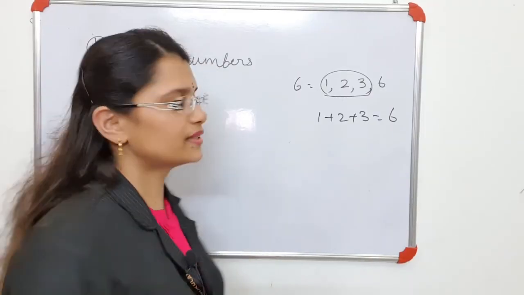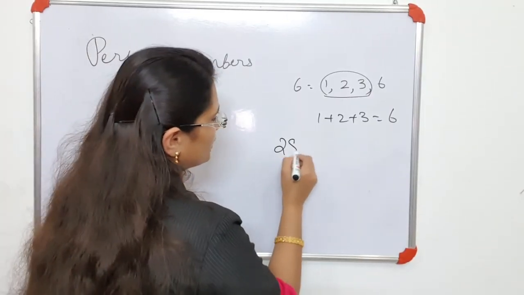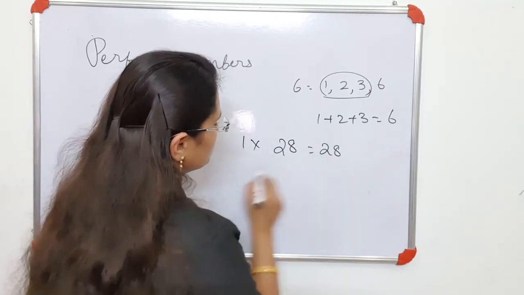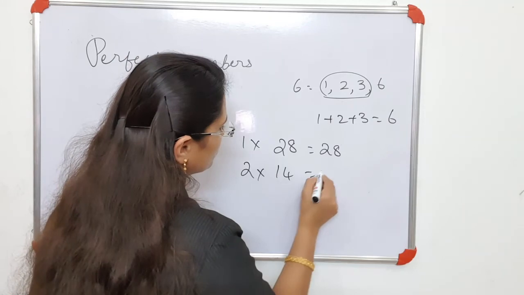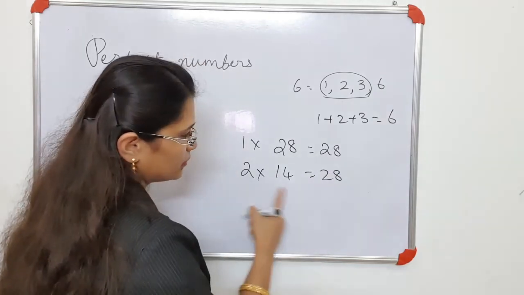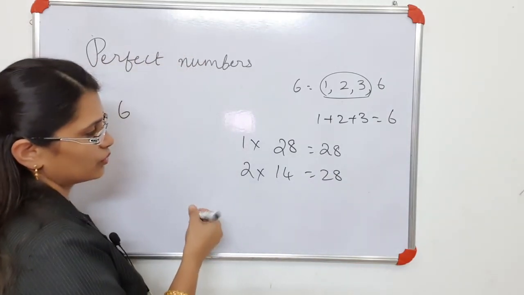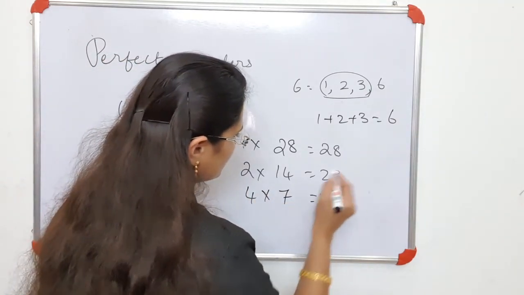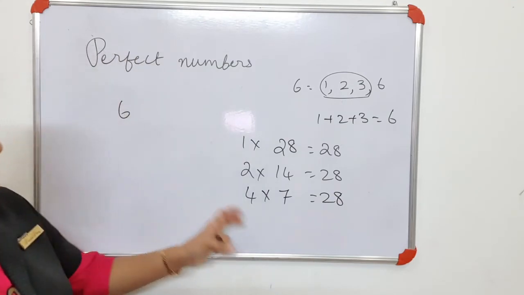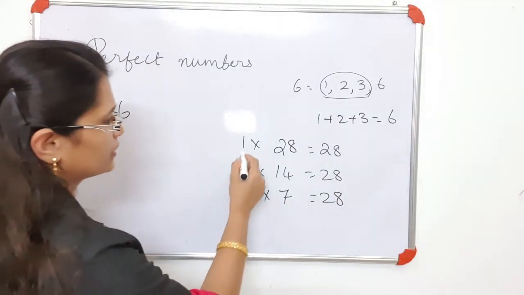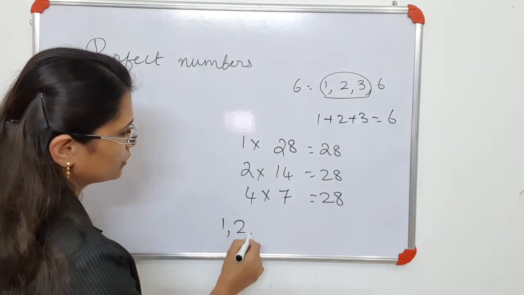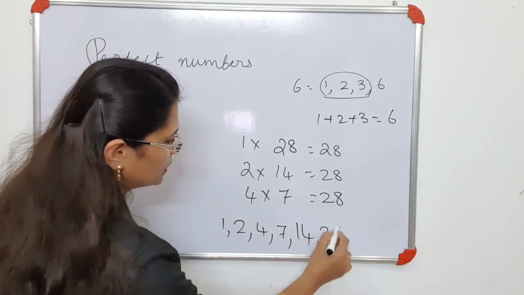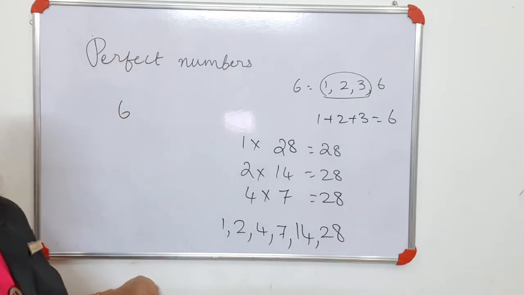Okay. Next, children, let's take 28. What are the factors of 28? 1 into 28 is equal to 28. 2 into 14 is equal to 28. 3 table 28 is there? No. 4 table? Yes. 4 into 7 is equal to 28. And then 5, 6, no? Then again 7. So, which are the factors of 28? 1, 2, 4, 7, 14 and 28 are the factors of 28.